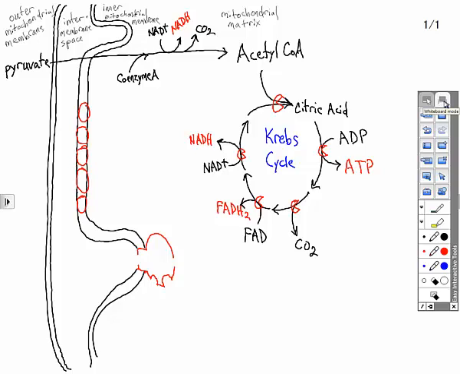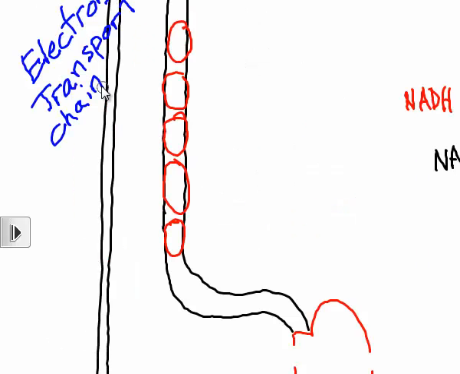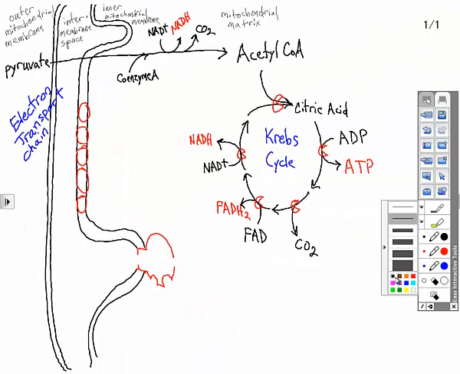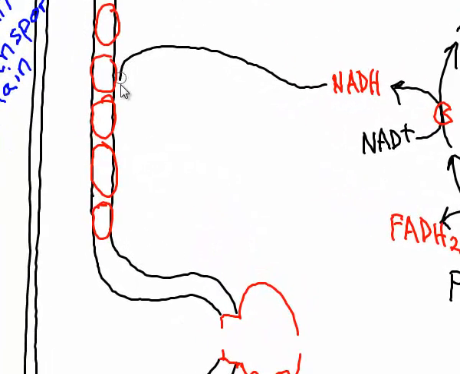The final step in getting energy out of our food comes after the Krebs cycle, and it's called the electron transport chain. The purpose of this is to take the energy out of FADH2 and NADH molecules and use that energy to build ATP. So the first step is to bring either an FADH2 or an NADH molecule up to one of these proteins in the electron transport chain.